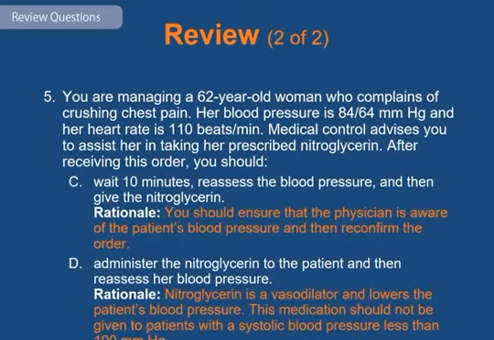C, wait 10 minutes, reassess the blood pressure and give nitroglycerin. No. You need to also make sure that the physician's aware of the blood pressure and reconfirm the order. Waiting 10 minutes with somebody whose blood pressure is that low with a heart rate that high could have catastrophic results. And D, administer the nitroglycerin to the patient, then reassess her blood pressure. Nitroglycerin is a vasodilator. Her blood pressure is 84/64, which is already really low. So this medication should not be given to patients with a systolic blood pressure of less than 100 millimeters of mercury. Okay, and in this case, her systolic is only 84.